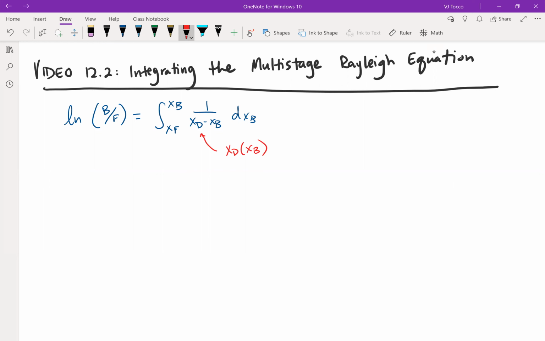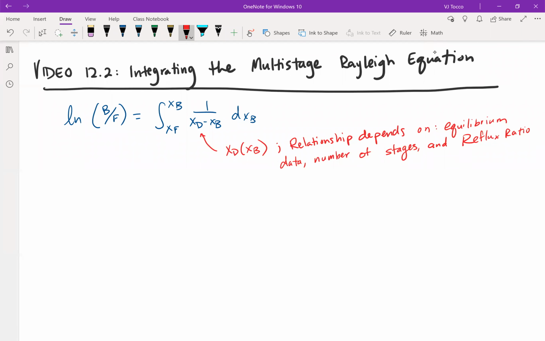One of the reasons why this relationship is not immediately clear is because the relationship also depends on what the reflux ratio and the number of stages are. It also depends on the equilibrium data too. I forgot to mention that, but the nature of the equilibrium data usually comes into play anyway. So given these three things, our only option is to evaluate this integral numerically. So numerical integration is really the only answer.